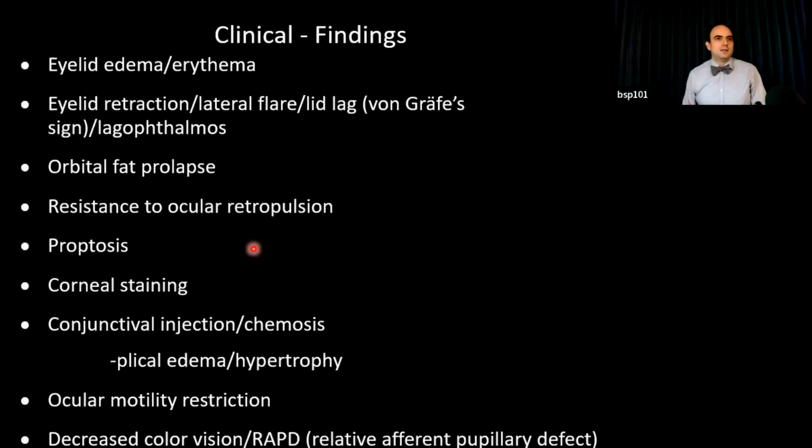So eyelid edema, erythema, swelling of the lids, lid retraction of various forms, and all these terms I wrote here are actually manifestations of lid retraction, because the muscles, especially the upper eyelid, the levator that pulls the upper lid up, also tightens like the other muscles. So that's actually a manifestation of the disease itself directly. And orbital fat prolapse, you see new puffiness in the eyelids, resistance to retropulsion.